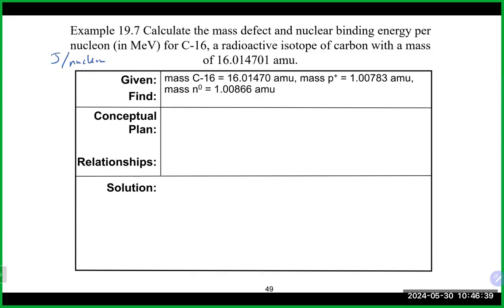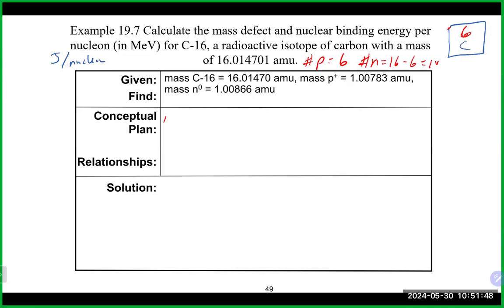Carbon's number 6 on the periodic table. Yeah, so let's take a look. All right, so I got 6 here for carbon. That means it has 6 protons, which is the atomic number. That means the number of neutrons would be 16 minus 6, which would be 10.